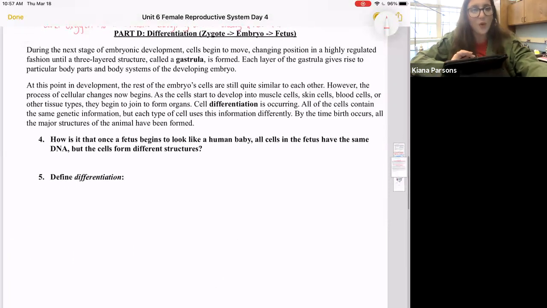All right, now differentiation, a word that we've heard a few times. Let's go ahead and read about it. During the next stage of embryonic development, cells begin to move, changing position in a highly regulated fashion until a three-layered structure called a gastrula is formed. So this is in the next stage after the zygote, right? Going from zygote to embryo to fetus. What happens?